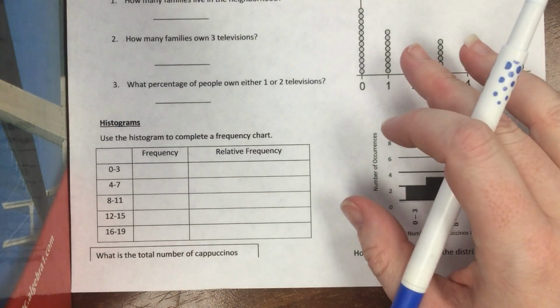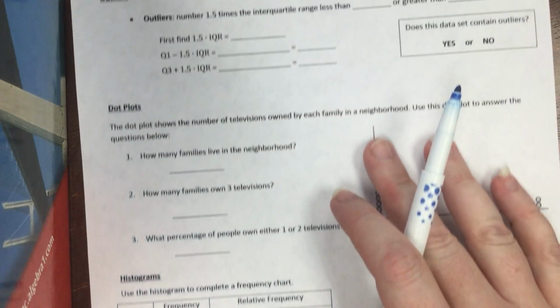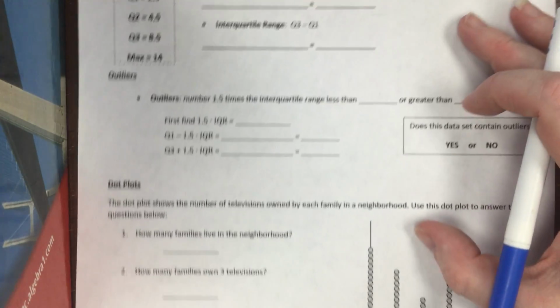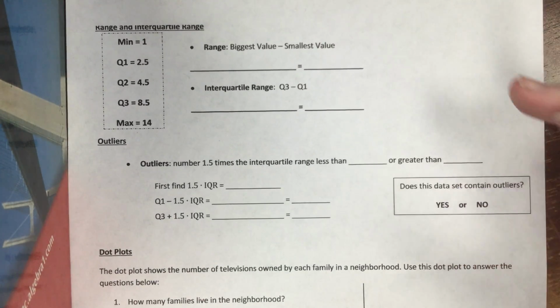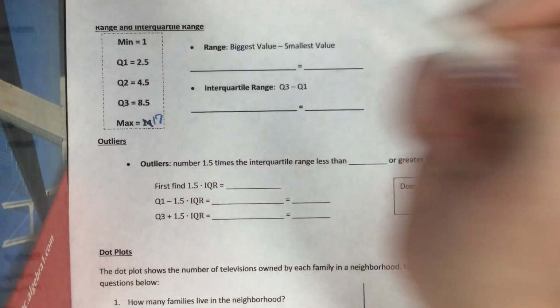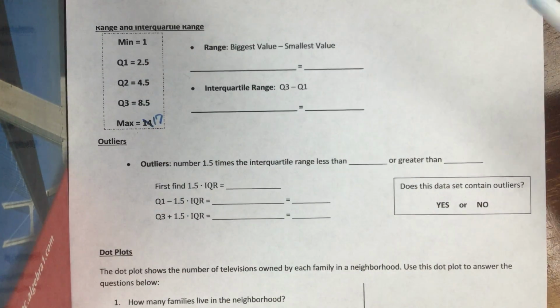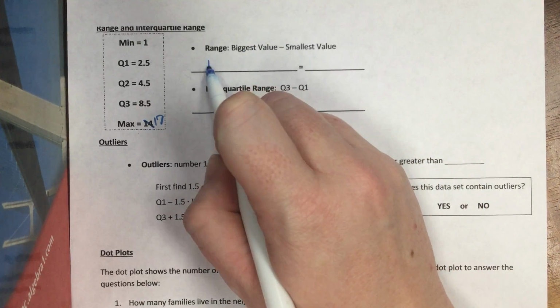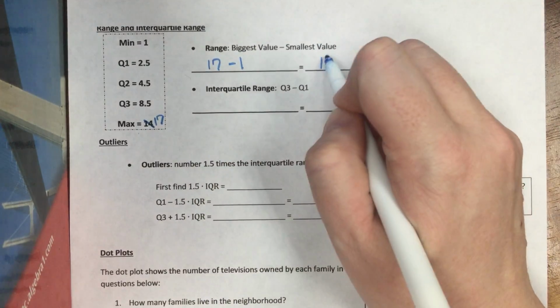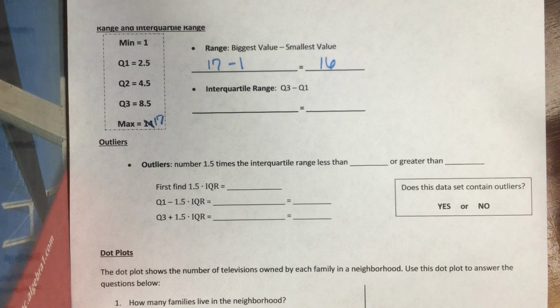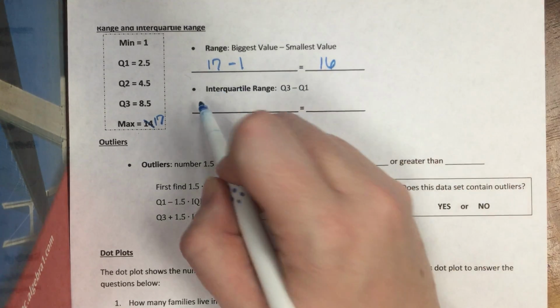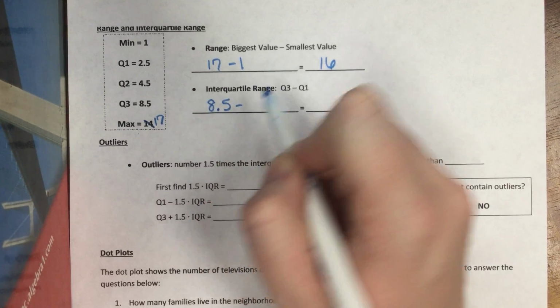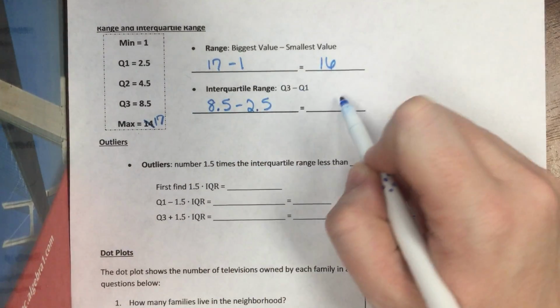All right. So now let's go about talking through some of those vocabulary terms that we talked about earlier that we need to calculate. So your calculator will give you your 5-number summary. What it won't do is do the range or the IQR. You're going to have to do that yourself. All right, so your range is the biggest value minus the smallest. So 17 minus 1 gives us 16. And then our IQR is Q3 minus Q1. So that's 8.5 minus 2.5. And so that gives us 6.